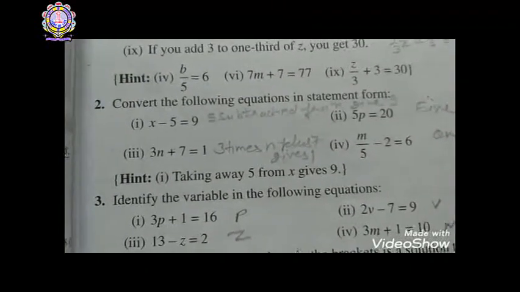And question number 2. Convert the following equations into statement form. So just write in statement form. x minus 5 is equal to 9. So you just write 5 subtracted from x is 9. Here 5 times p is 20. Here 3 times n plus 7 is 1. So you write like this also.